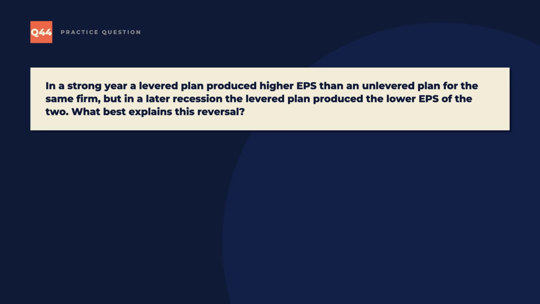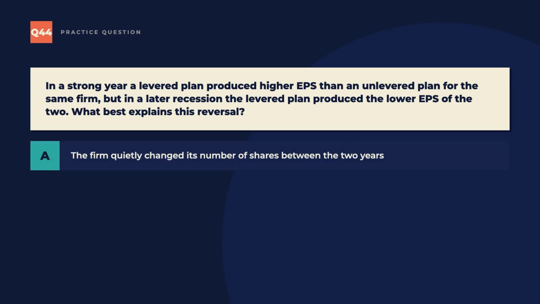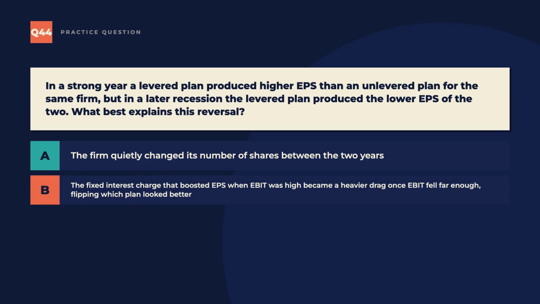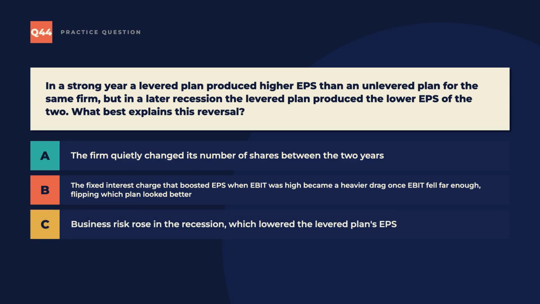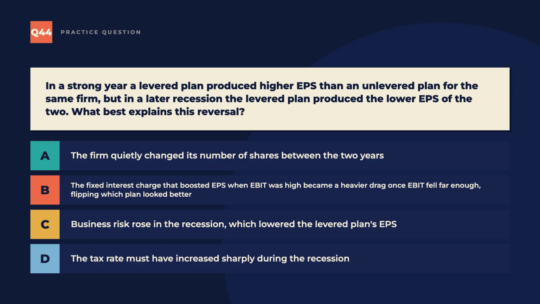Your options are: A. The firm quietly changed its number of shares between the 2 years. B. The fixed interest charge that boosted EPS when EBIT was high became a heavier drag once EBIT fell far enough, flipping which plan looked better. C. Business risk rose in the recession, which lowered the levered plan's EPS. D. The tax rate must have increased sharply during the recession. What's your answer? Commit to one before I continue.